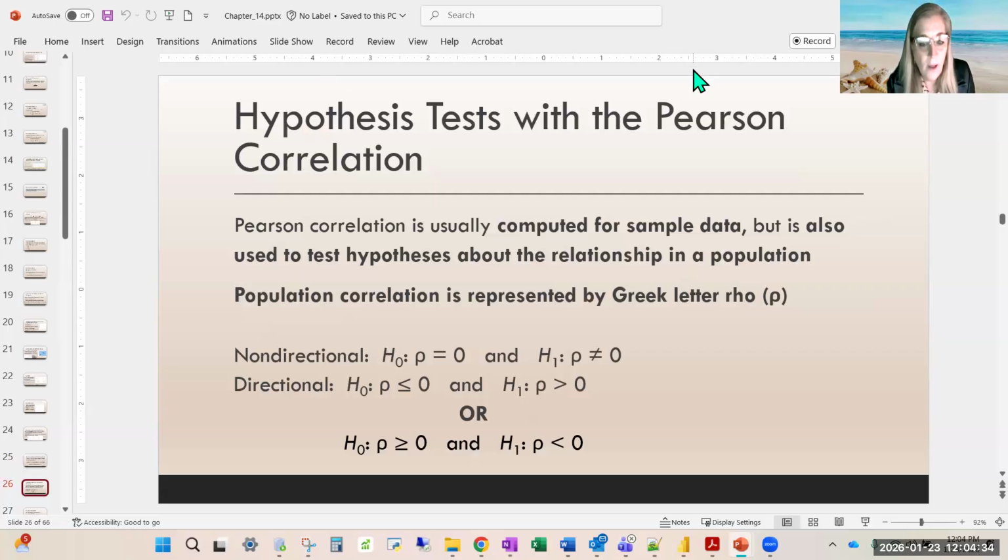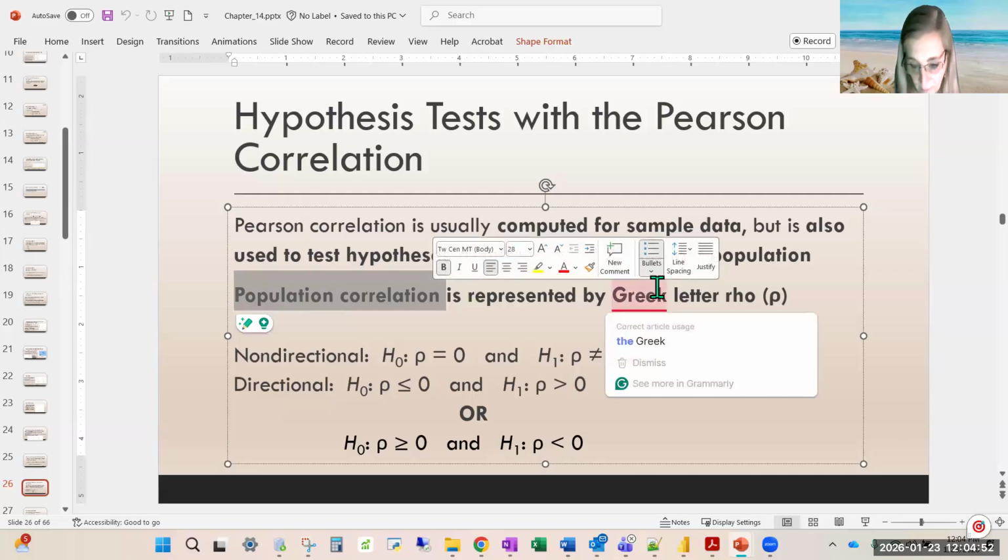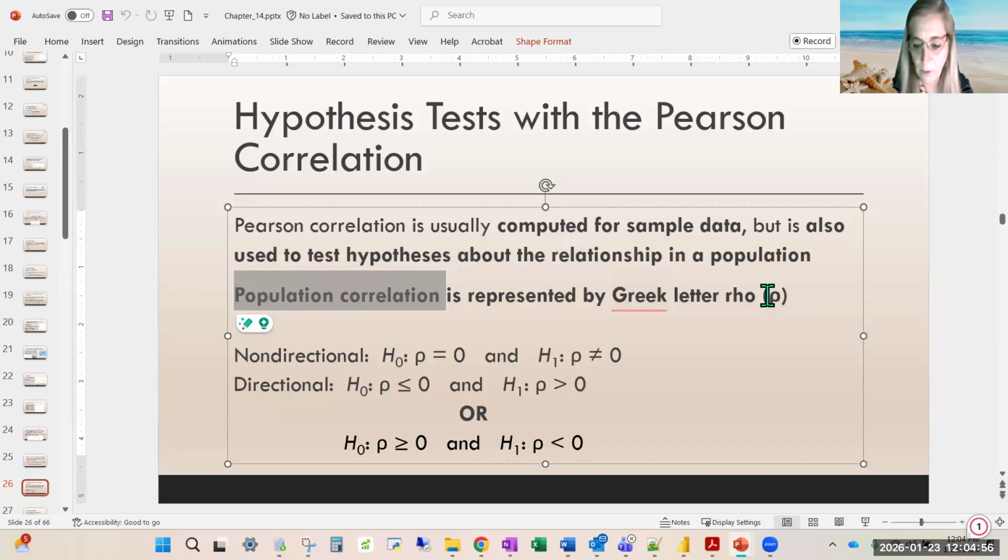All right. So the hypothesis test with the Pearson correlation, how do we do that? What does that look like? When we're stating the hypothesis, we look at the population correlation as represented by the Greek letter rho. It looks like this little lowercase p right here. That's actually pronounced rho.